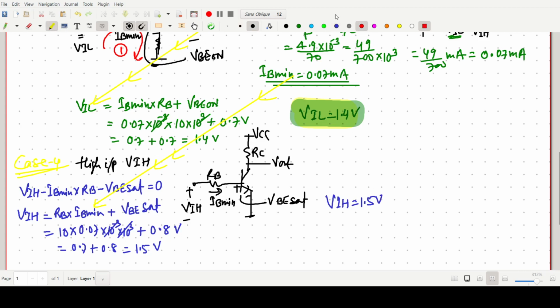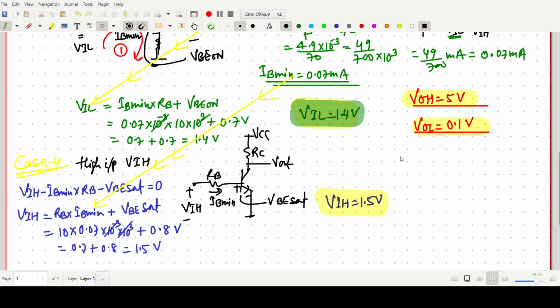So our VIH will be 1.5 volt. Now all other parameters are there: VIL, VIH, and the other parameters, that is our VOH is 5 volt and VOL is 0.1 volt. Everything is now available. So now we have to find the static noise margin.